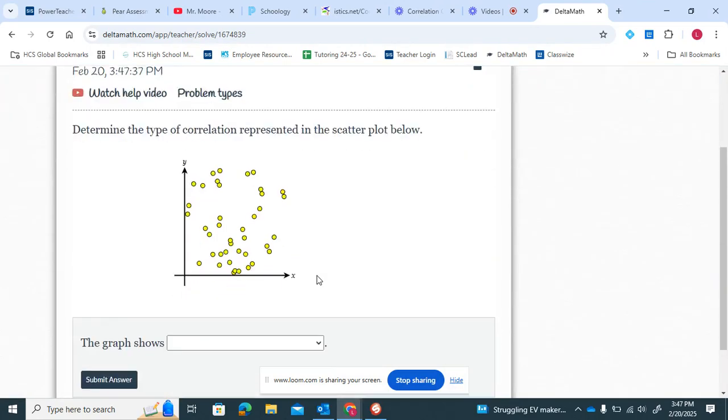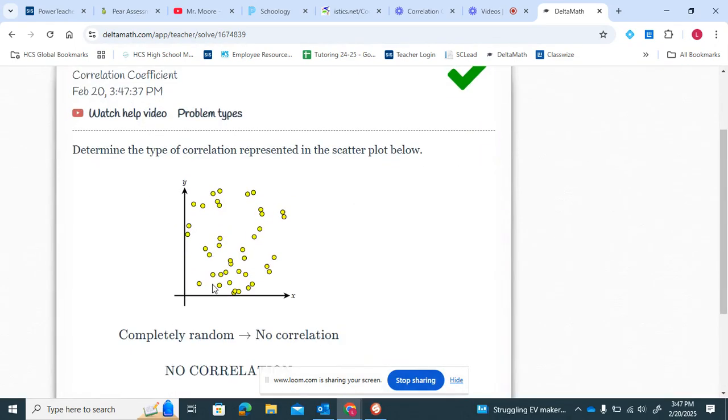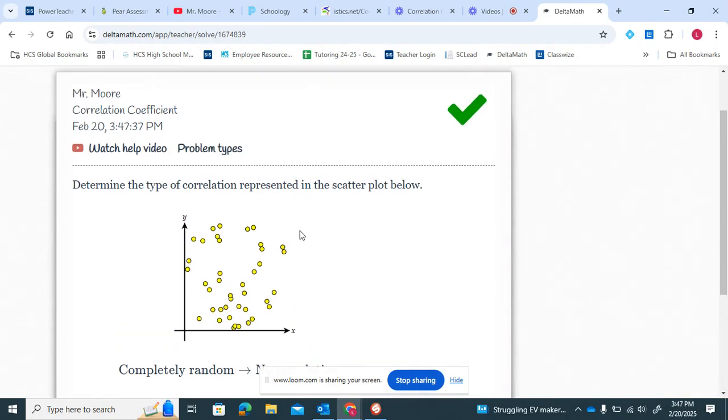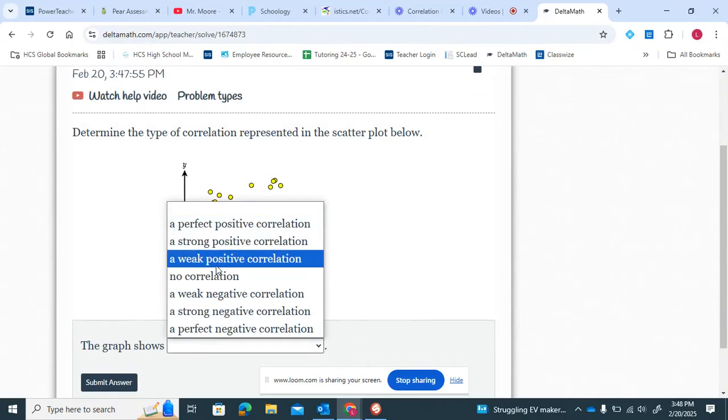This one is kind of all over the place. I would say that probably no correlation. Let's see if that's right. Yeah, that one doesn't look like it was positive or negative, so it's no correlation. This one I would say is slightly positive because as X increases, the Y values do look like they're increasing as well. If I was to draw a line of best fit through there, it would definitely be going in the positive direction. But because the dots are very spread out, I would say it's a weak positive correlation.